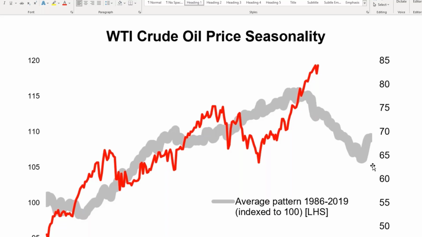a seasonally weak pattern. We've got great respect for seasonal patterns. After all, they've been a good guide to us on the US stock market. But you can't deny this one. I would be wrong if I didn't show it to you.